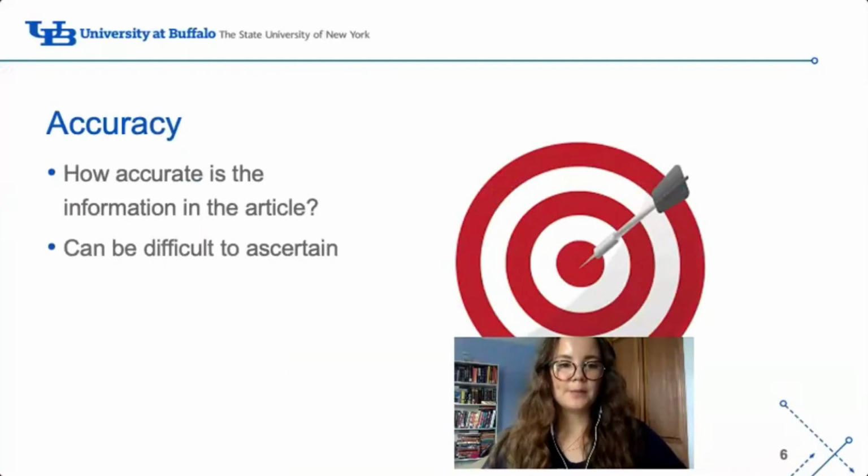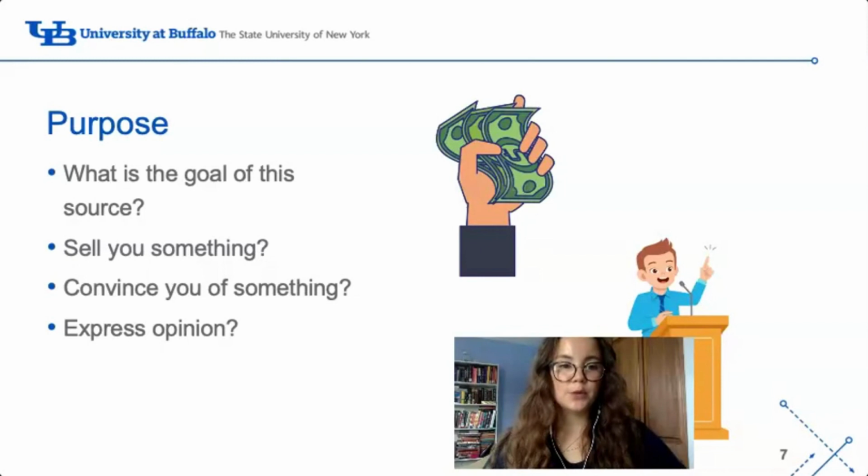The second A in CRAP stands for accuracy. This is pretty self-explanatory. You want to examine the claims made in a source to see how accurate the information is. This can be difficult to ascertain if you don't know too much about the topic yourself, but you can use other aspects of the CRAP test to help you determine how likely the information in a source is to be accurate. Finally, the P in CRAP stands for purpose.